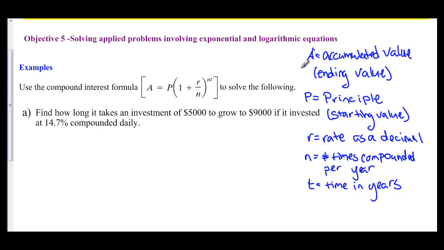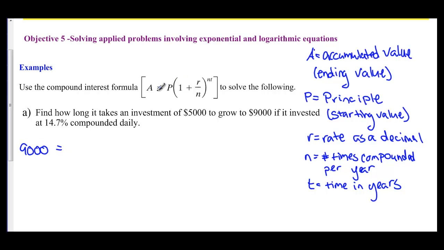All right, so once you know what all these variables stand for, then really we're just plugging in numbers. So it's asking us, find how long it takes an investment of $5,000 to grow to $9,000 if it's invested at 14.7% compounded daily. Okay, so we have an ending or an accumulated amount of $9,000.